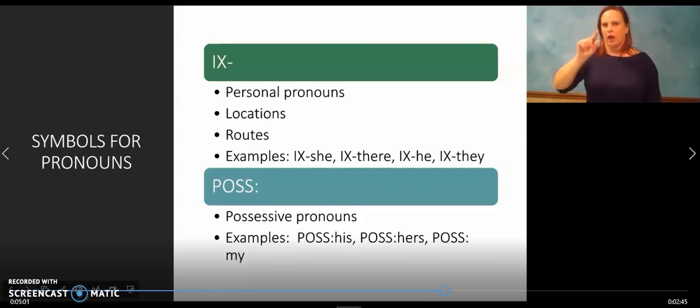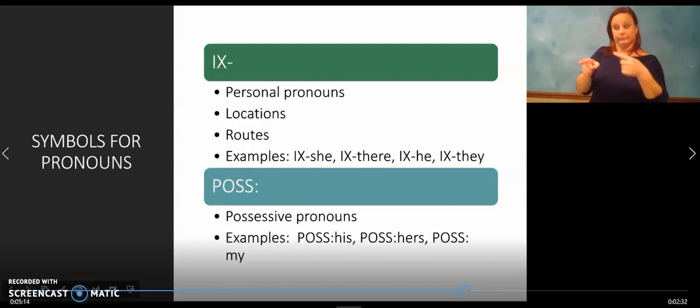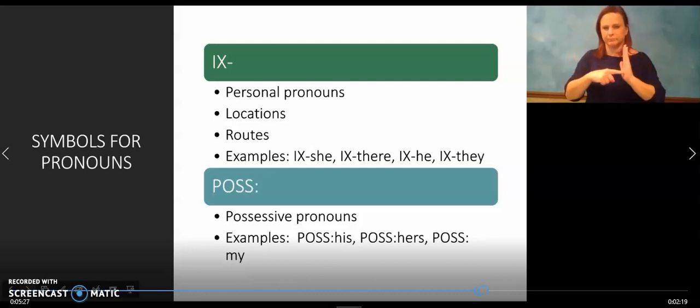If I point down to the ground, you would write capital IX dash and then lowercase there. If I sweep the index, you would write capital IX dash, and then in lowercase the word they. Remember, indexing is used three ways in ASL. The first one being personal pronouns. The second one to show locations. And then the third one to show routes.